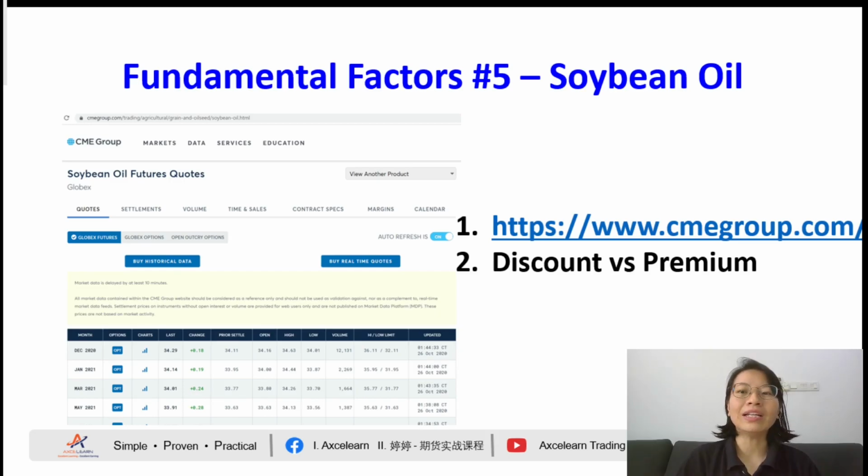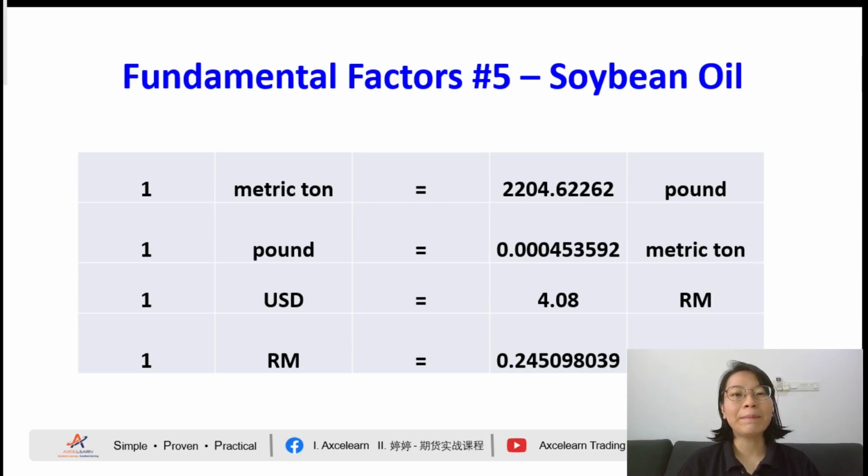So before that, you need to do a conversion. For example, you need to compare apple to apple, because right now your soybean oil and your crude palm oil are not apple to apple. One is apple, one is orange. You need to compare by converting their contract specifications to be in tandem. Then only you start to compare. So what are the things that you need to compare? For example, your metric tons, you need to convert to pounds, or pounds to metric tons, RM to USD, etc. Then you can have a look.